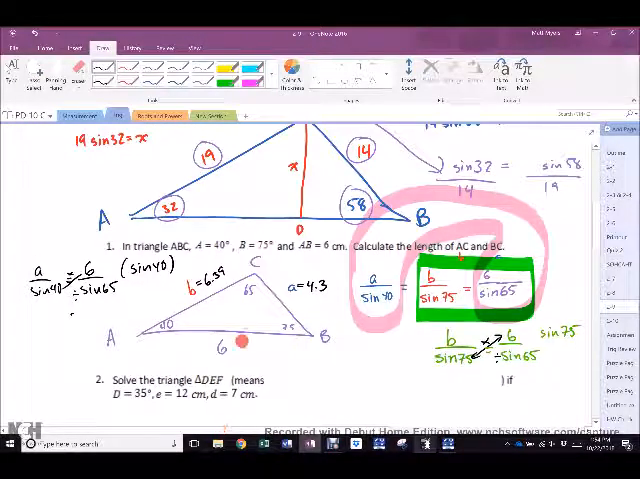Now, what's the biggest angle in this fake triangle that you drew? Because I didn't draw it to scale, did I? What's the biggest angle? 75. Is the biggest side across from it? What's the smallest angle? Is the smallest side across from it? What's the middle angle? Is the middle side across from it? So did we do it right? Excellent.